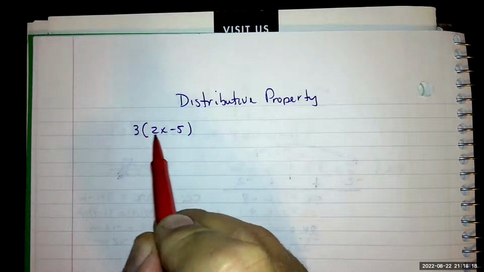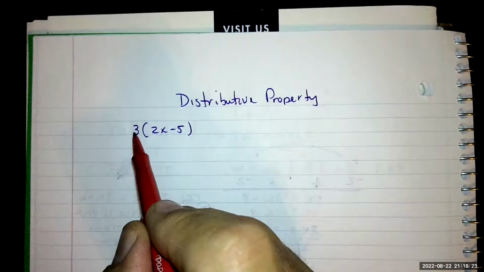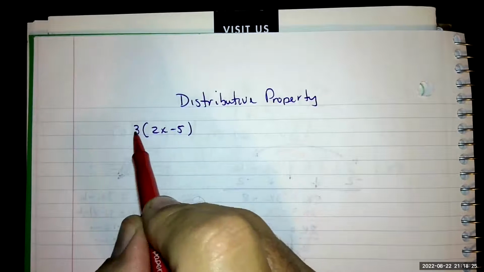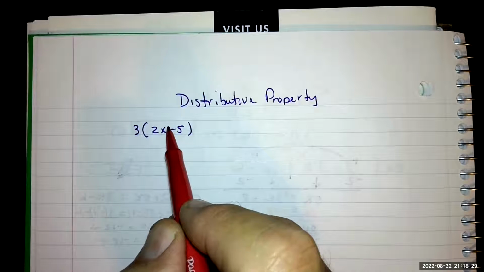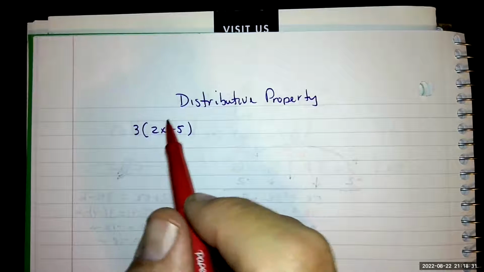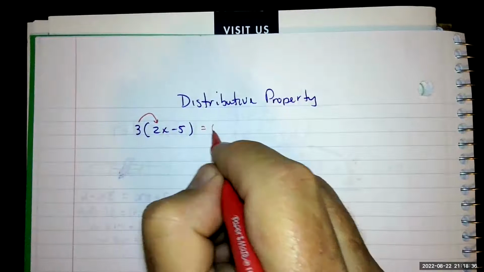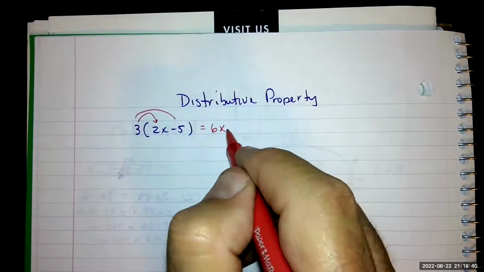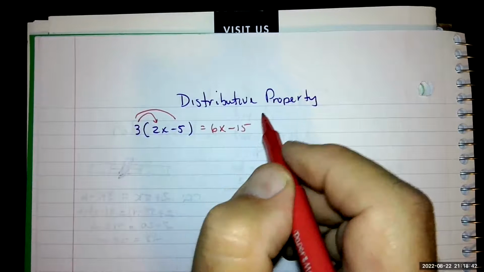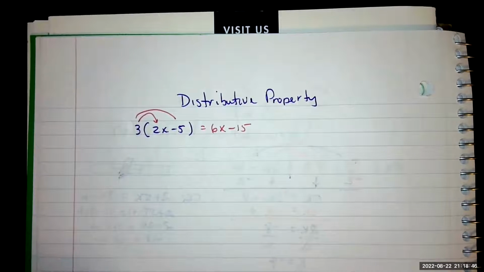I always tell my class that this parentheses is like a room. Think of your room. And everybody in the room, we're going to distribute a 3 to. So everybody's going to get a 3. So 3 times 2, and we multiply, is 6, and the x stays with it. 3 times a -5 is a -15. All right, so that's distributed. Let's do a couple more. And I just want to practice the distributive property.